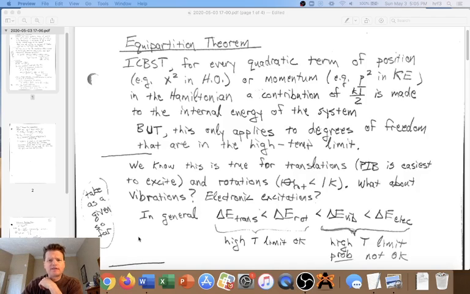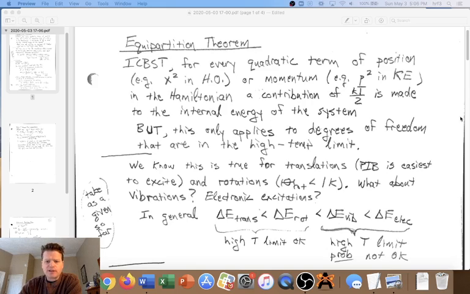Okay, so finally it's time to talk about the equipartition theorem. I'm just going to say it can be shown that, I thought about having you guys do this problem, but it's pretty hard. It can be shown that for every quadratic term of position, like x squared in the harmonic oscillator, for example, or momentum, like the momentum squared term in the kinetic energy in all of our Hamiltonians that we've had, a contribution of kT over 2 is made to the internal energy of the system.